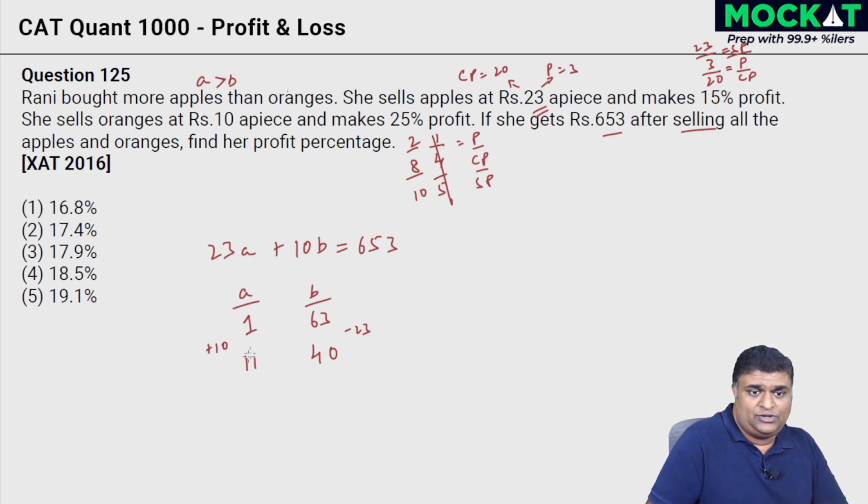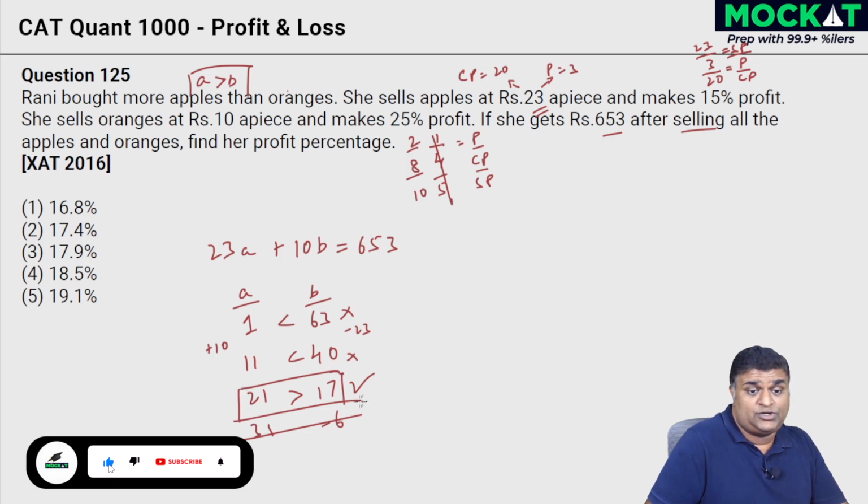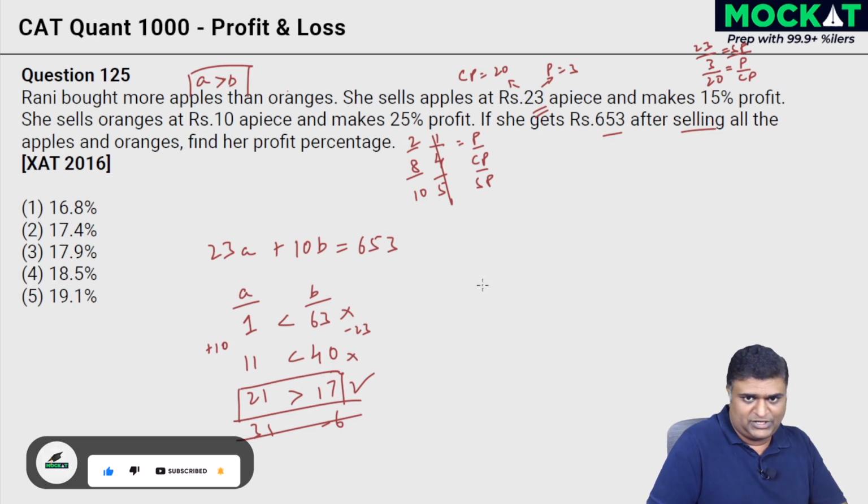Once again, the next set of values, 11 plus 10 is coming to 21, 40 minus 23 is coming to 17. Next set of values, 21 plus 10 is 31, 17 minus 23 is going to minus 6. I don't want negative values. I can't say minus 6 kgs of oranges were sold. What is my condition over here? A is greater than B. Do I have A greater than B here? No. Here? No. I have A greater than B only over here. So I can say totally 21 kgs of apples and 17 kgs of oranges were sold.